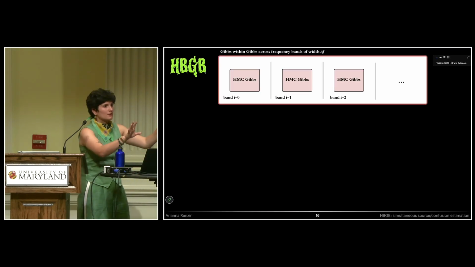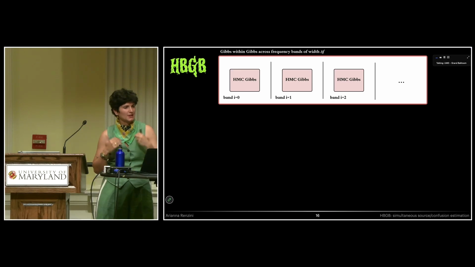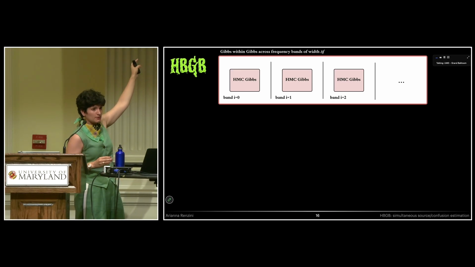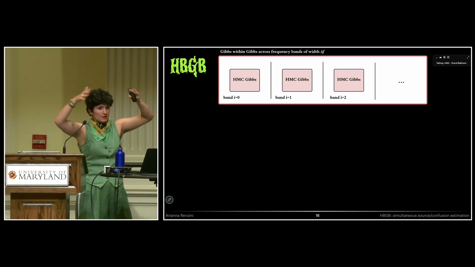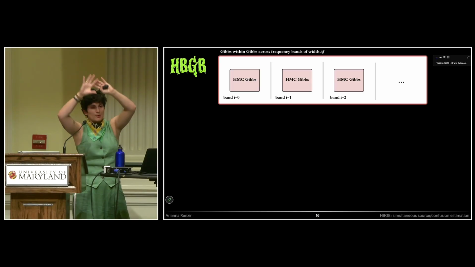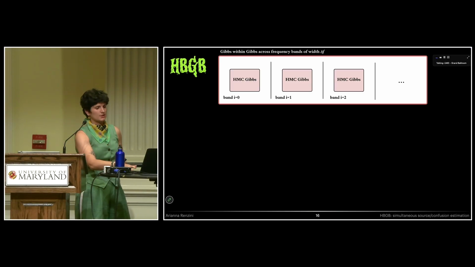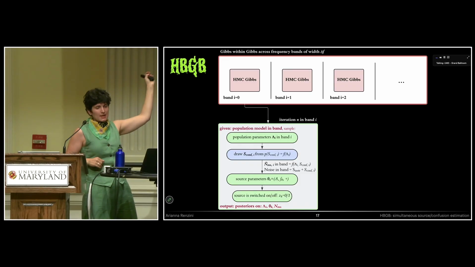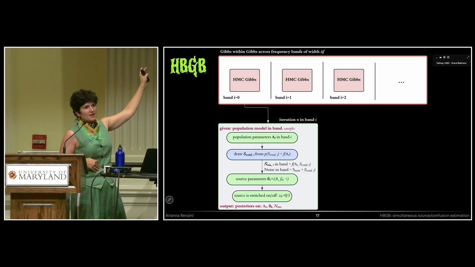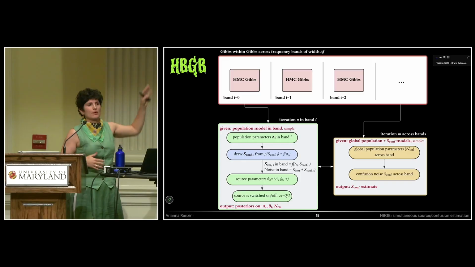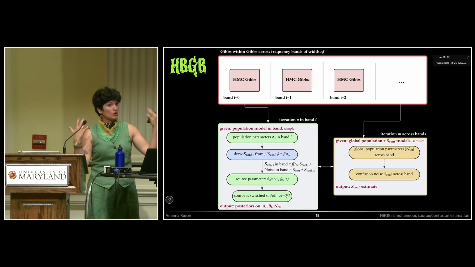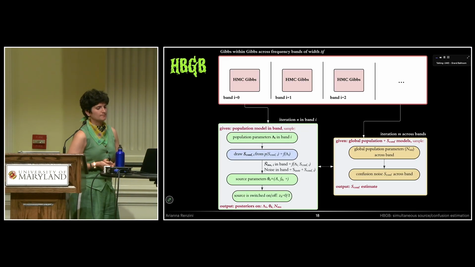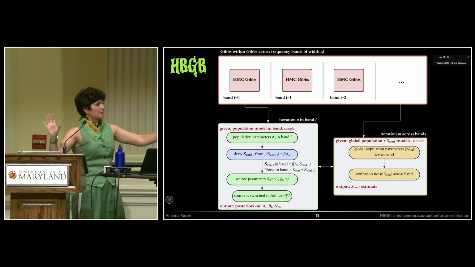So, concluding remarks: where do we go from here? I just showed you a proof of principle in a single narrow frequency band. But really the idea of HBGBs is to do a Gibbs within Gibbs across frequency bands, tracking population level parameters across bands, and then in each individual band you do what I just described. I would say we're here in terms of implementation, and right now we're running an implementation which has each band communicate given some global population, which includes a global confusion noise model and a global population model. And I'm going to stop because I've run out of time.